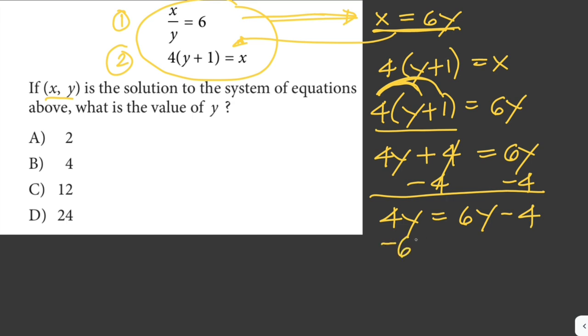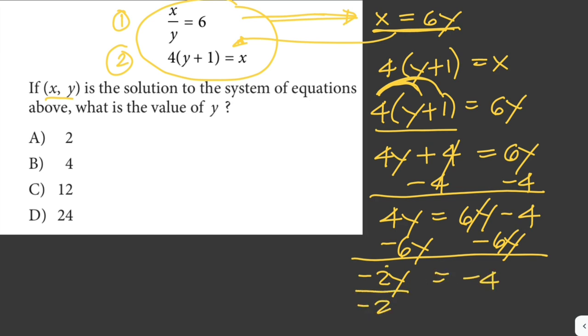And then subtracting 6y from both sides, this cancels out. So we have 4y minus 6y is negative 2y equals negative 4. And dividing both sides by negative 2, negative 2 cancels out. So this is just equal to positive 2, because negative 4 divided by negative 2 is just equal to positive 2. Therefore, the answer here is letter A. The value of y is equal to 2.